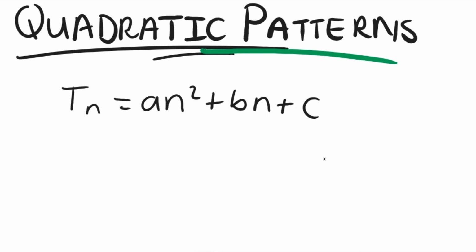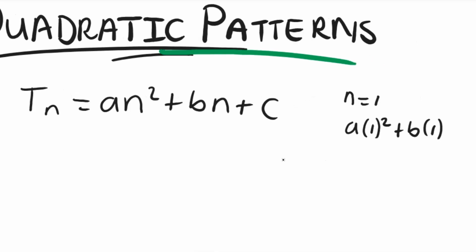Let's start with term number 1. When n equals 1, we get a into 1 squared plus b into 1 plus c. This is just a plus b plus c, because 1 squared is 1, 1 times a is a, b multiplied by 1 is just b, and then plus c. So our first term of the quadratic is given by a plus b plus c.